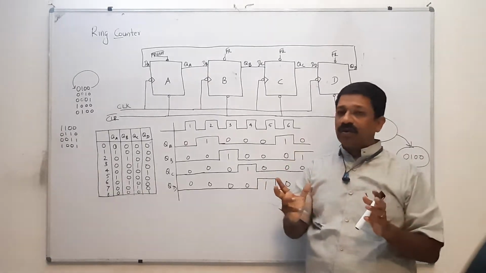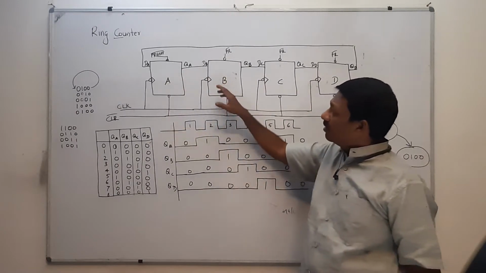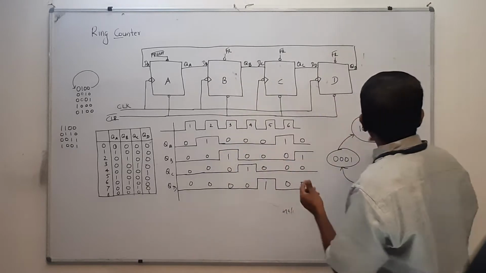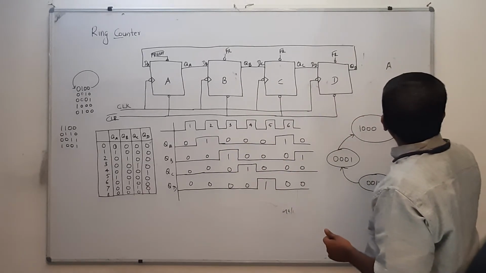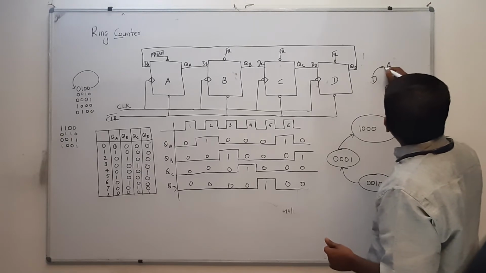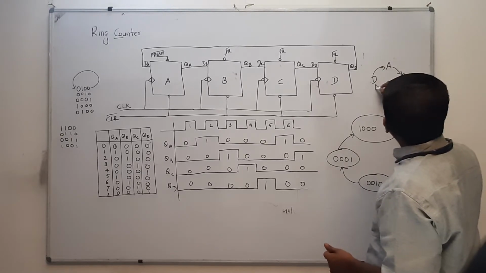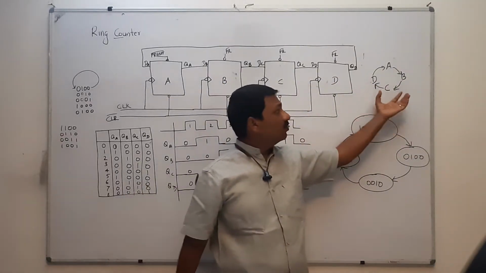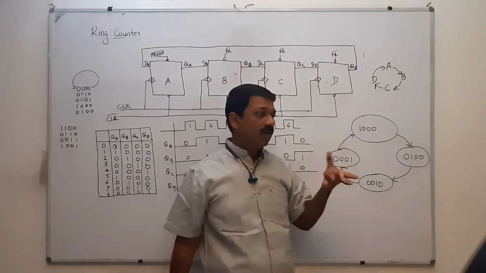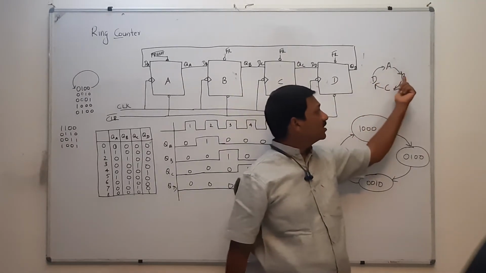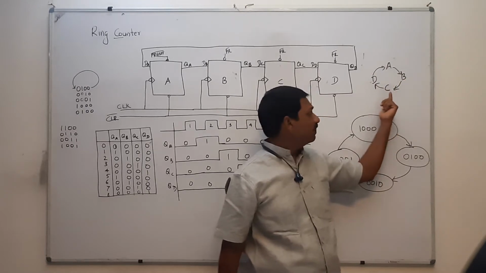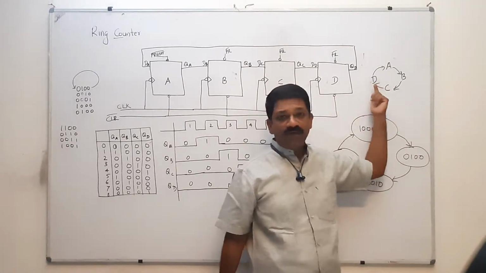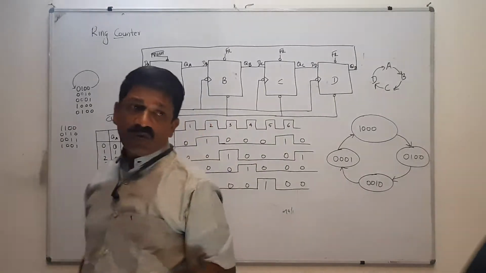As it is a ring counter, the content of A goes to B, B to C, C to D, and D to A. If these are A, B, C, and D, then this is how the content is replaced. The content of A goes to B, the content of B goes to C, the content of C goes to D, and the content of A is replaced with the output of D. That is a ring counter.